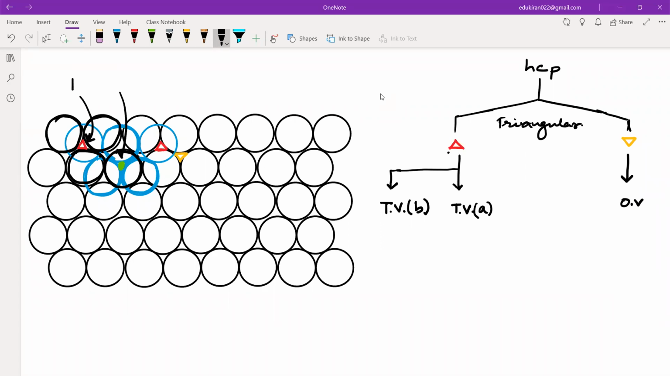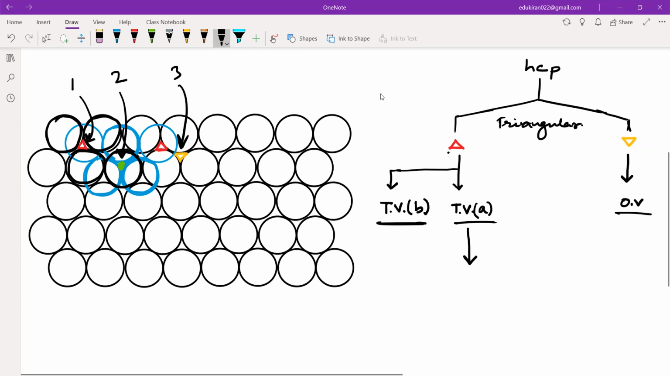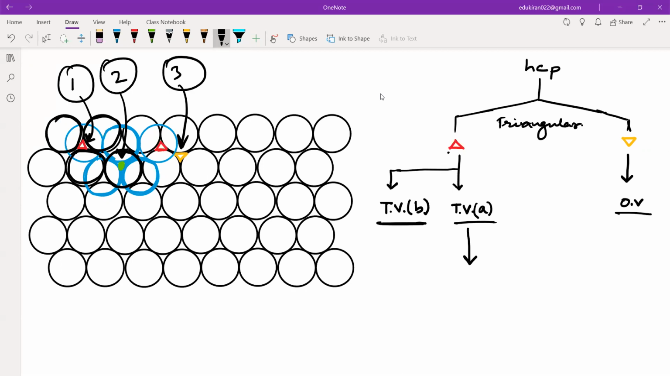One, 2, and 3. So you guys tell me. The black one is the layer A, and the blue one is the layer B. Okay, Shravya. So I have marked three voids, right? We have three voids: tetrahedral void of layer B, layer A, and octahedral voids. Now I want to put atoms on tetrahedral voids of layer A. So which one of these voids is the tetrahedral void of layer A? 1, 2, or 3? All of you can see that it is 1, right?